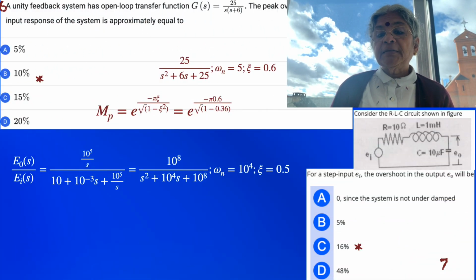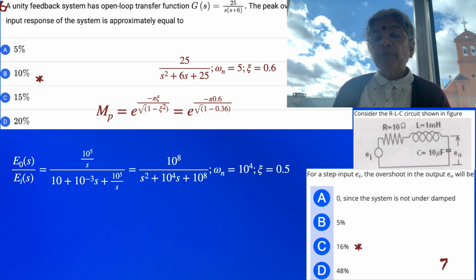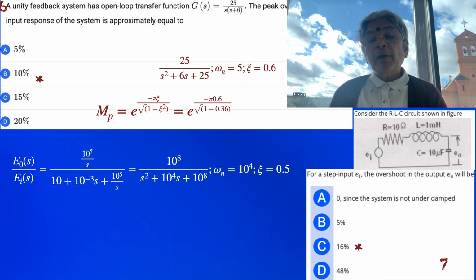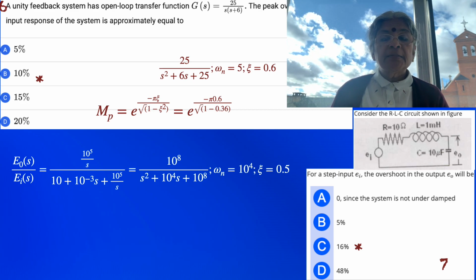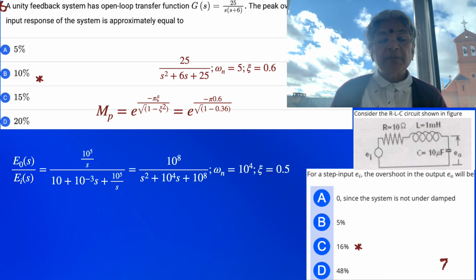So we have E0(s) by Ei(s). What is the output? That's across the capacitor, so 1 by CS. So 1 by CS is equal to 1 by 10 into 10 raised to minus 6 s, or 10 raised to 5 by s. On the denominator, you are going to have R plus SL plus 1 by CS. So R is 10, SL is 10 raised to minus 3 into s, and 1 by CS, as we saw, is 10 raised to 5 by s.